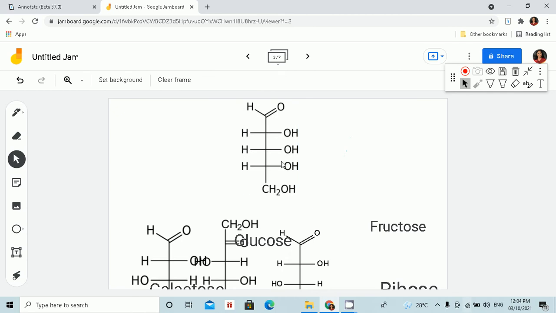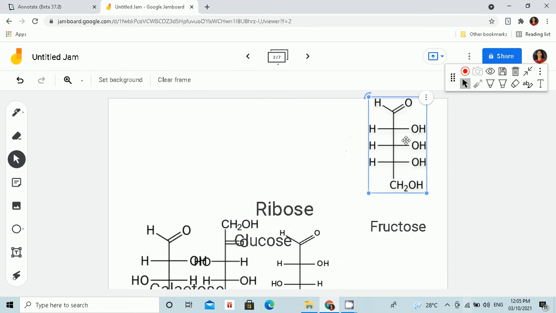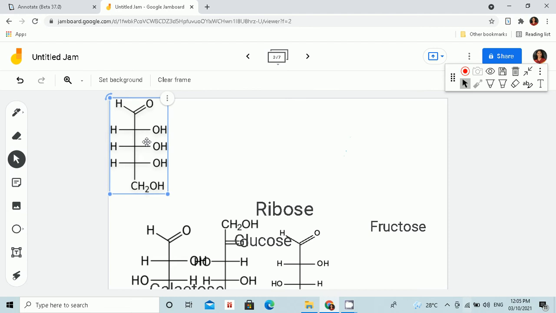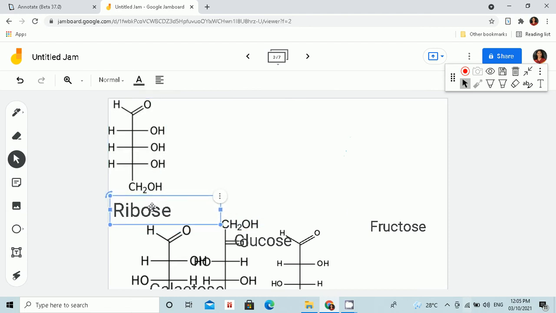Okay, first thing is you will count how many carbon atoms are present. So we have 1, 2, 3, 4, 5. Okay, we have 5 carbon atoms. So what is this? This is a ribose. As we know, class, ribose partakes in our RNA and in our DNA and even in our ATP.